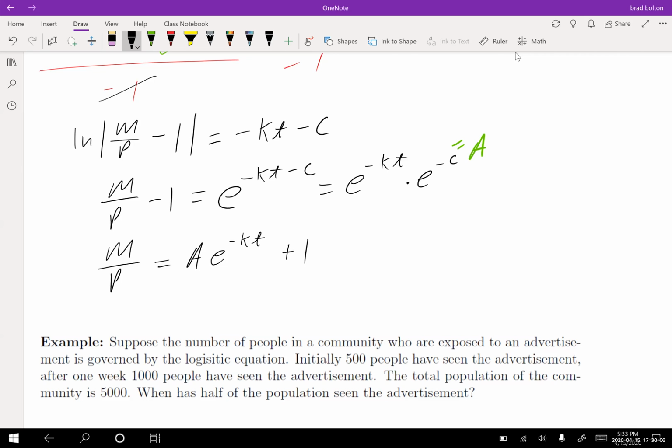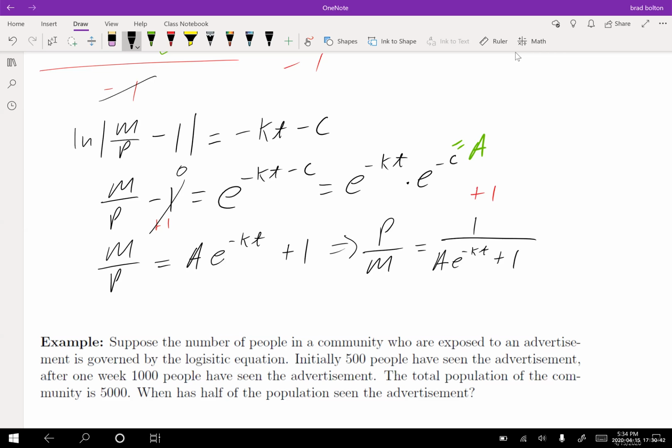Plus 1, right? Because I added the 1 over to the other side. Okay. So now the dilemma becomes we're solving for P. So we're going to use the reciprocal of both sides. So this now becomes P over M is equal to 1 over A e to the negative KT plus 1.